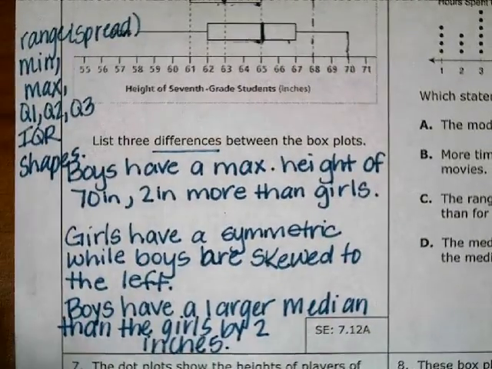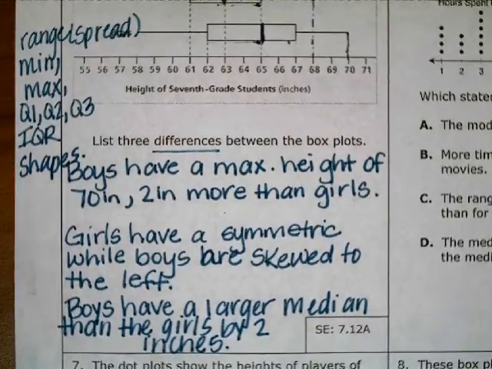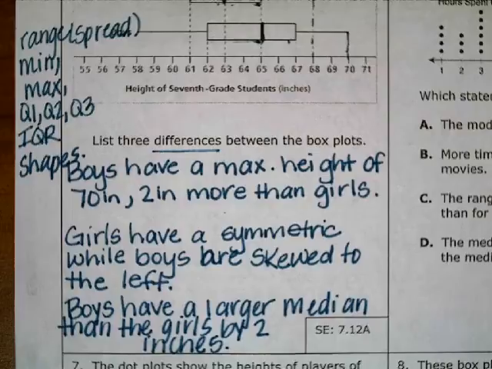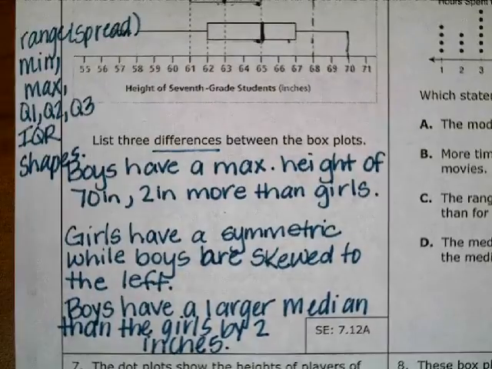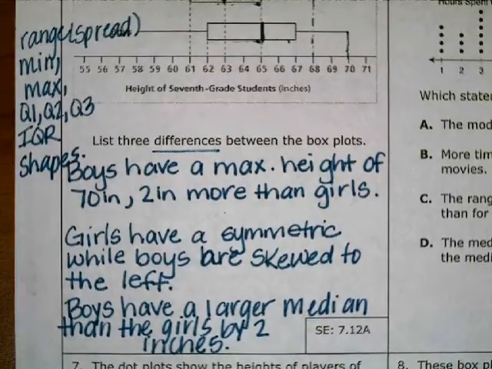These are just a few of the differences. You could also see that the girls have a smaller height than the boys. Their quartiles are different. Now, if it asks for similarities, you could see that the spreads, the range, are the same between the boys and the girls. So these are just a few statements that you could make that are differences.